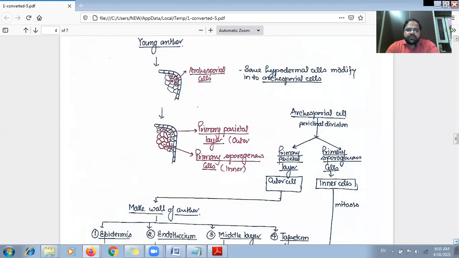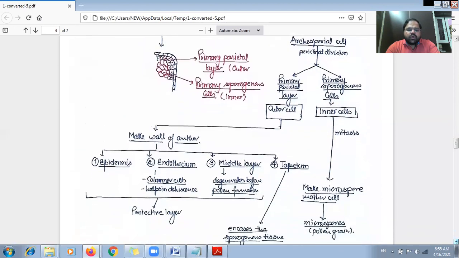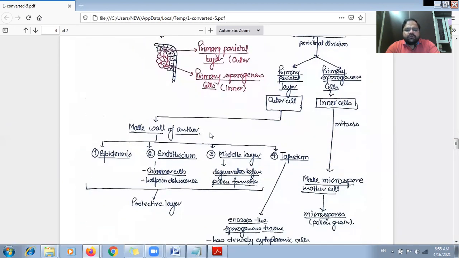Now, this primary parietal layer will finally form the wall of the anther, and the wall of the anther is composed of four different kinds of layers: epidermis, endothecium, middle layer, and tapetum. All these layers will be formed by this outer layer of cells, which, as I told before, is called the primary parietal layer.